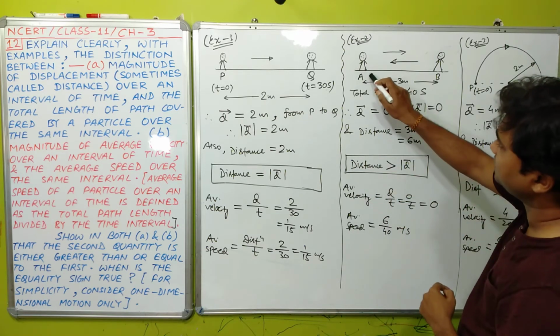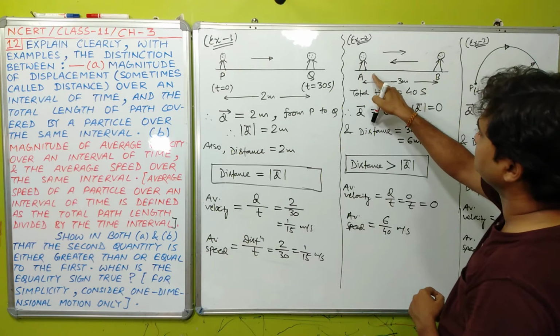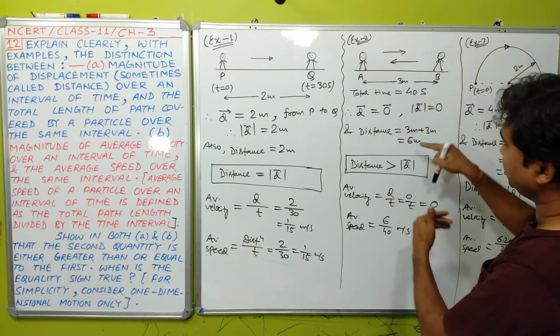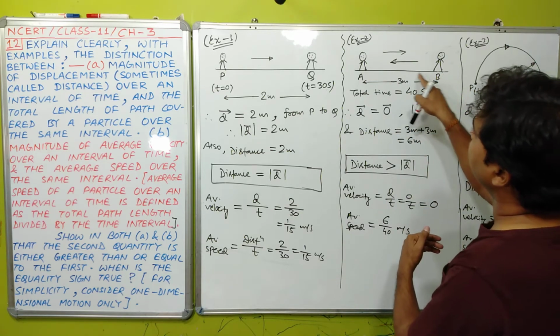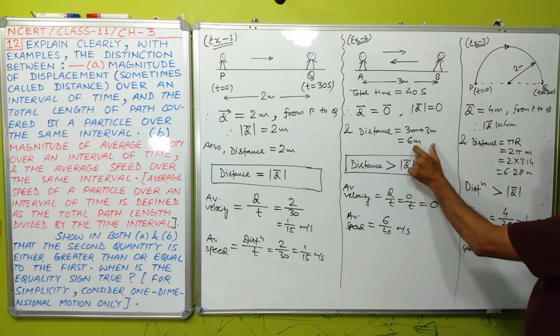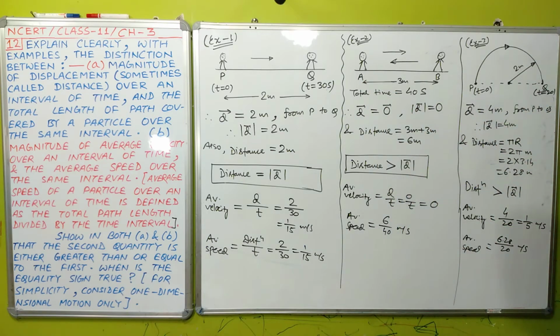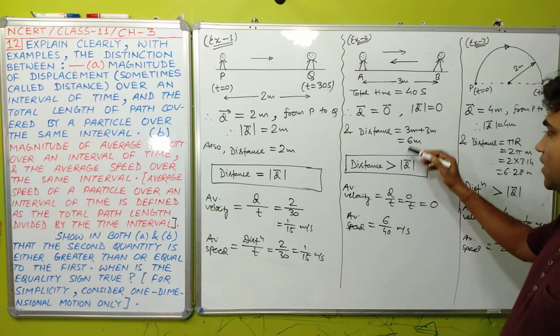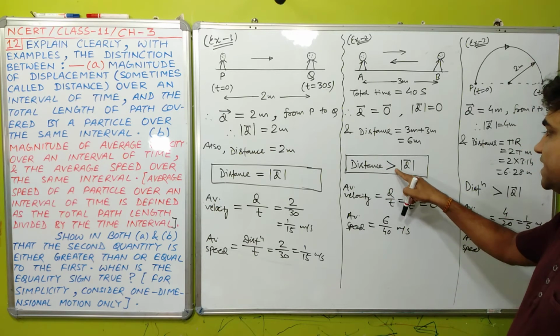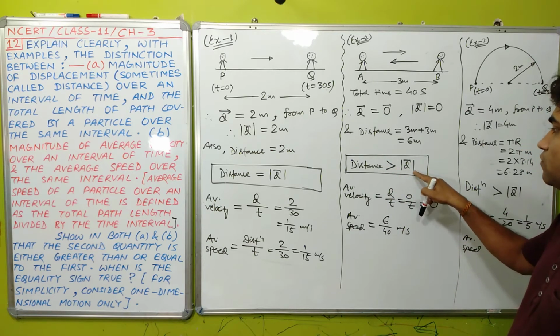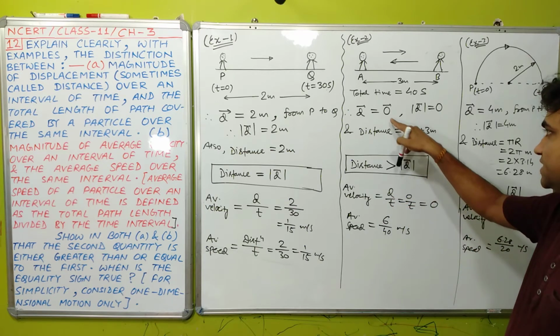This will be 3 meter plus 3 meter while going from A to B, and again 3 meter while going from B to A, which means the distance is 6 meter. So you can see in this example that the value of distance is greater than the magnitude of displacement. 6 is greater than 0.